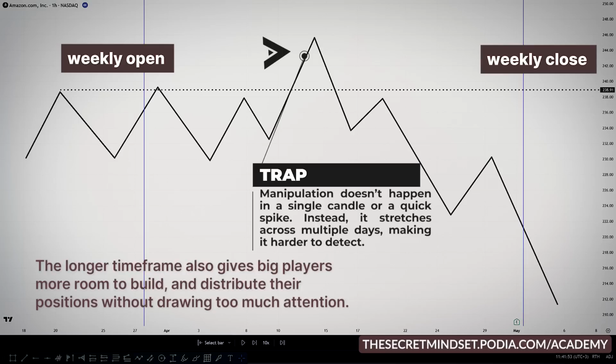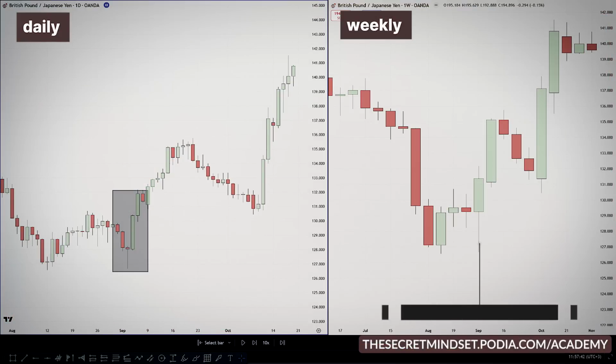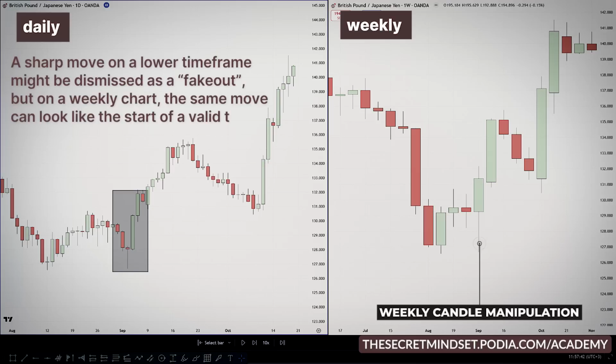The longer time frame also gives big players more room to build and distribute their positions without drawing too much attention. Additionally, the longer time frame allows the big players to manipulate the market in a way that makes the move seem more believable. A sharp move on a lower time frame might be dismissed as a fake out by experienced traders, but on a weekly chart, the same move can look like the start of a legitimate trend. This makes it easier for the big players to mislead traders and trap them in losing positions.